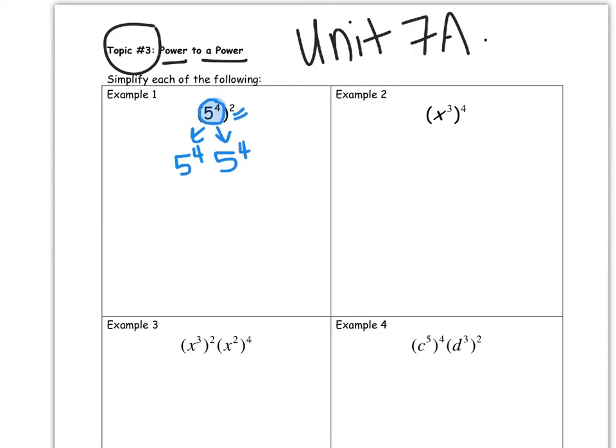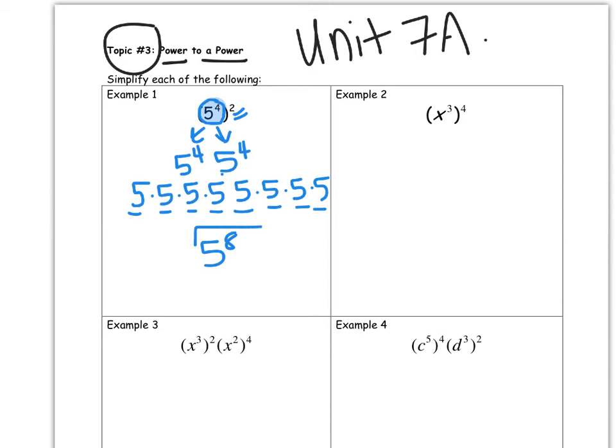And now there's one more step we're going to do. 5 to the 4th, what that means is 5 times 5 times 5 times 5. And then what this 5 to the 4th means is another 5 times 5 times 5 times 5. Now we count all these up. 1, 2, 3, 4, 5, 6, 7, 8, and we get 5 to the 8th power.